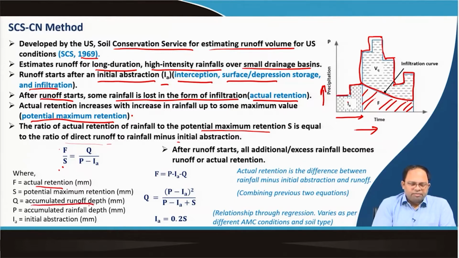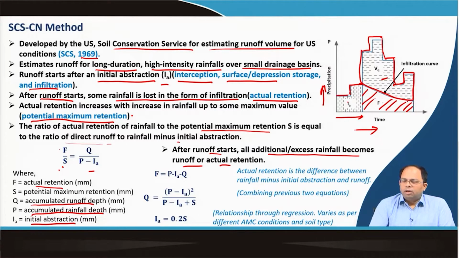So, Q is accumulated runoff depth and P is accumulated rainfall depth, that means the actual rainfall, minus IA, that is initial abstraction. So, once after initial abstraction, whatever is left, part of that becomes the runoff. So, the proportion between that runoff and that rainfall minus abstraction is the same as retention divided by potential maximum retention. So, this is the formula that is used, and after runoff starts, all additional excess rainfall becomes runoff or actual retention. So, after initial abstraction either it becomes runoff, or it becomes infiltration or retention.